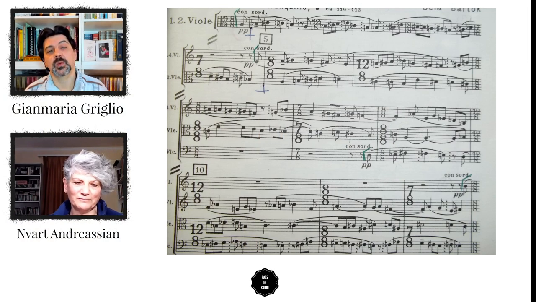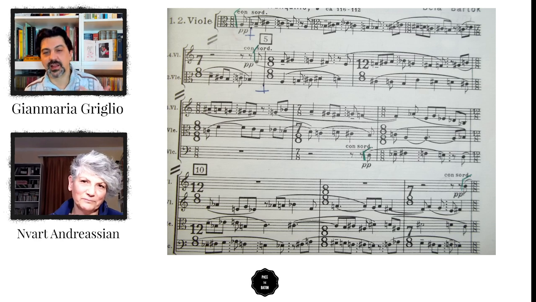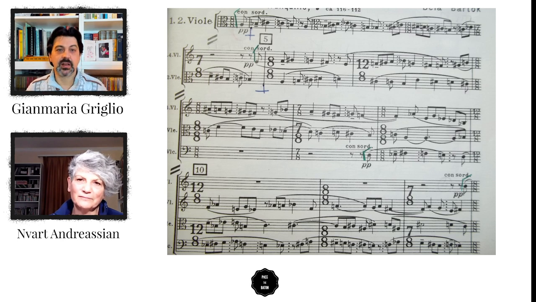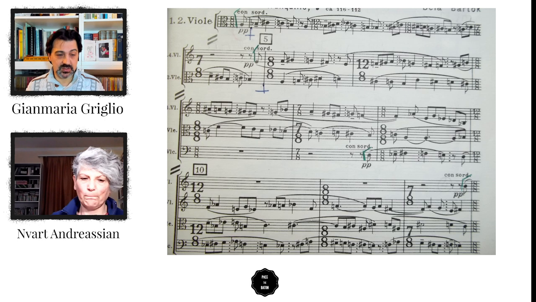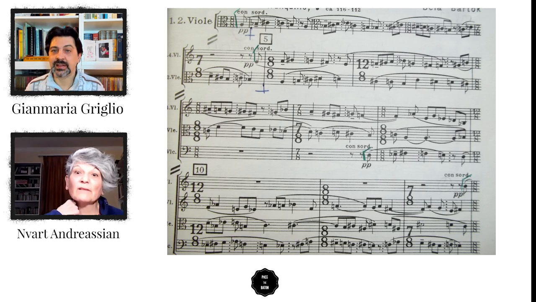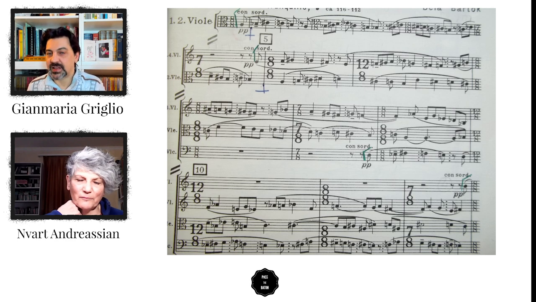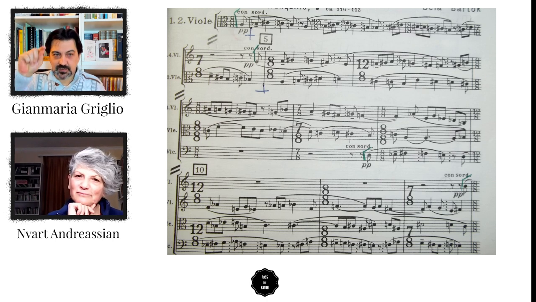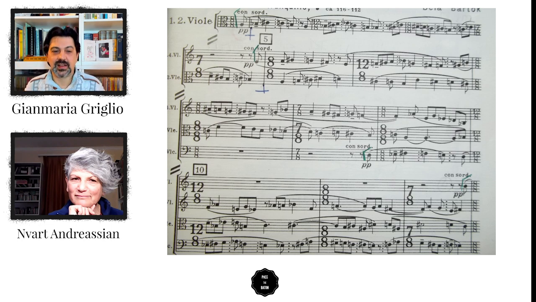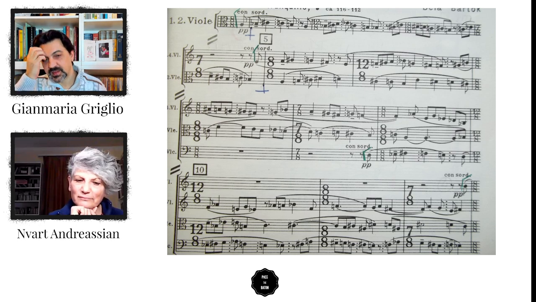What I would like to ask Nvart right away is, let's take the first example that we have: how do you normally approach this kind of music, a page like this one? Everybody can see the page now. It's on screen, and as you can see, it starts with 8/8, then goes to 12/8 the bar after, then 8/8, 7/8, and then 4. But already in the 8/8, you have some dotted bar lines that can give you an indication of some kind. So now I'm going to leave it to Nvart to take it over on this. Please.